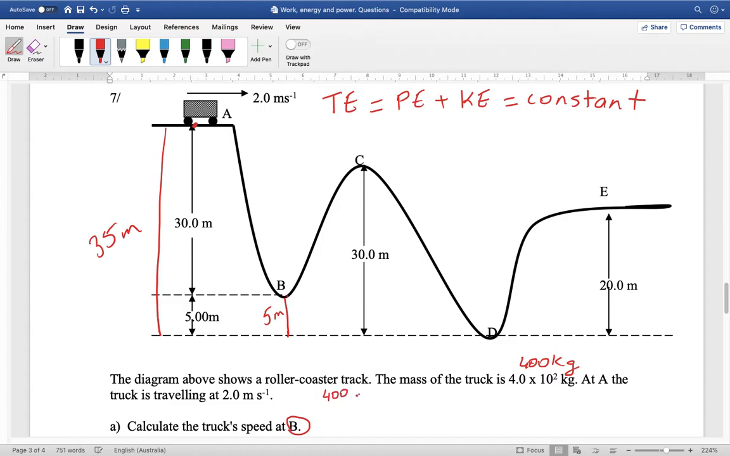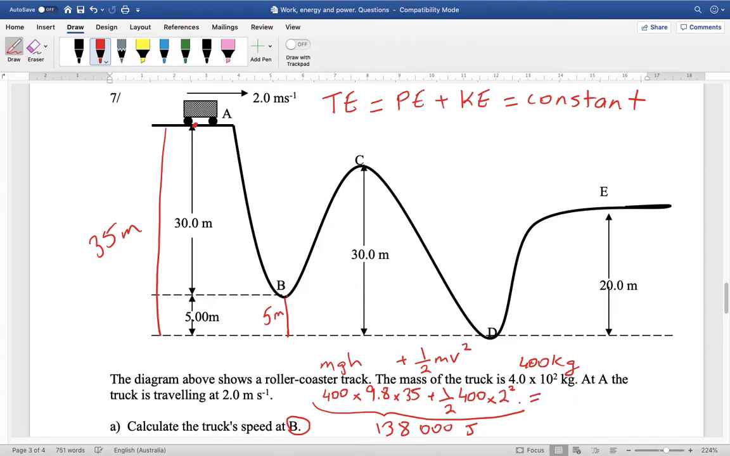Mass, I know, is 400. So I'm doing mgh at A. Mass is 400, g is 9.8, and height at A is 35. So this is the potential energy at A. I'm going to add the kinetic energy at A, which is 1/2 mass times the speed at A squared. So this is going to give me the total energy, which actually calculates to 138,000 joules. Now this is equal to the same at B.